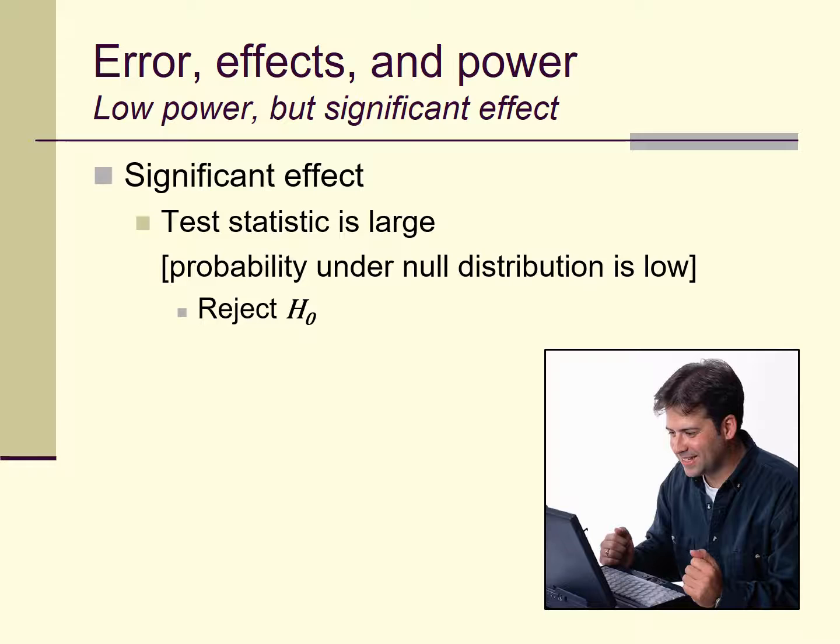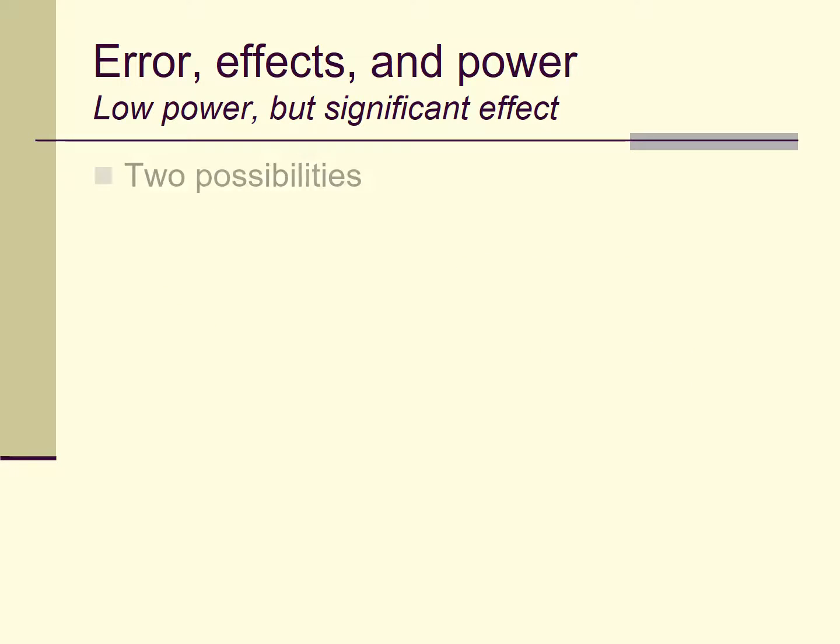So again, let's think about what a significant effect is. A significant effect just occurs when our test statistic is large, and therefore its probability under a distribution associated with the null hypothesis is very low, so we reject the null hypothesis. Now, if we reject the null hypothesis, there are 2 things that could be happening. Or put more simply, there are 2 possibilities.